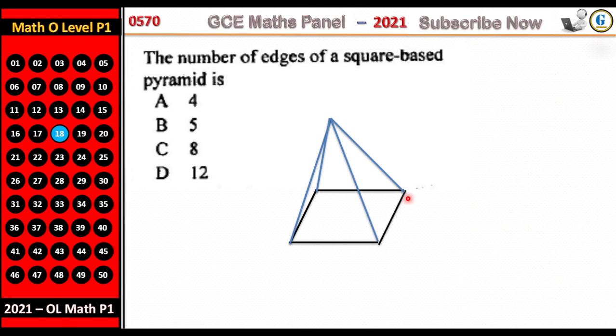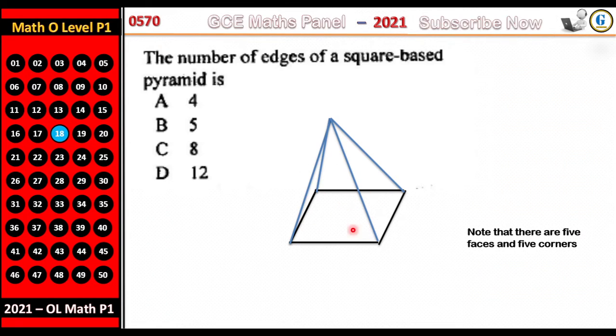Now you can see the edges. You have this line 1, 2, 3, 4. The base has 4 lines, and then the sides 1, 2, 3, and 4. So how many edges are there altogether? 4 plus 4, 8. For a square base pyramid, how many faces do you have? We have 5 faces and 5 corners. These are the faces at the sloping sides. The corners are these endpoints. 5 faces and 5 corners.